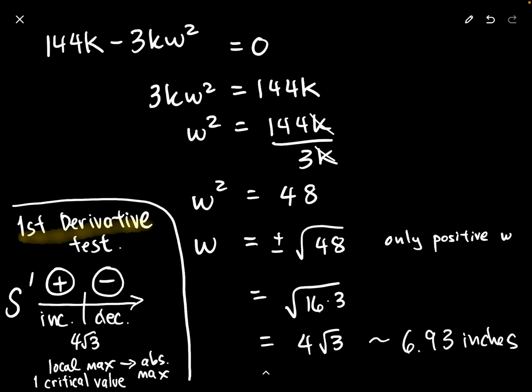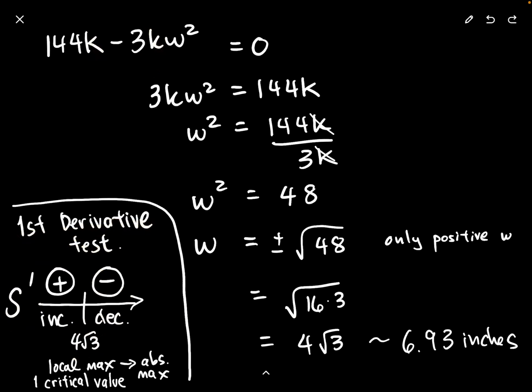Next we use the first derivative test to check the sign of the first derivative to the left and right of the critical value. So if you plug a number that's less than 6.93 into S prime, then you can check that you'll get positive values for S prime, which means that S is increasing on that interval. If you plug in numbers that are larger than 6.93 into S prime, then you can check that you will get negative values for S prime, so S is decreasing on that interval. Just note that k is a positive constant, so it won't affect the sign in your calculation.